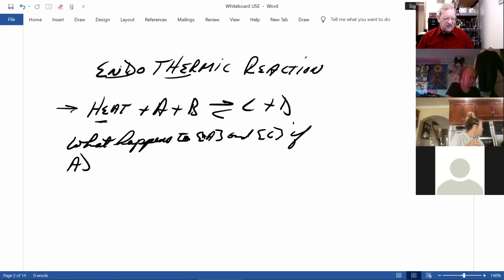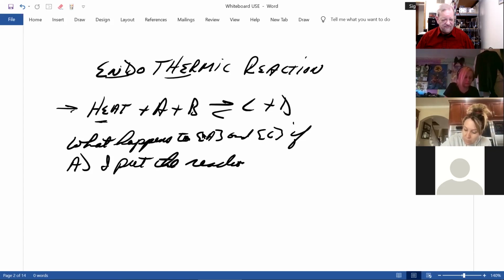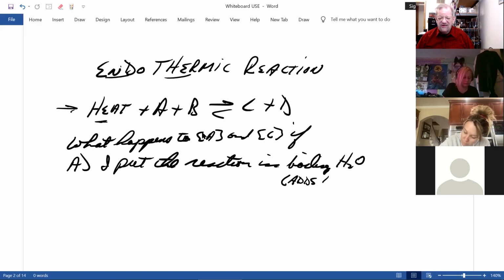So the question is, what happens to the concentration of A and C if I put the reaction in boiling water? And you have it in a test tube and you stick it in a beaker of boiling water. First of all, you should know boiling water adds heat.